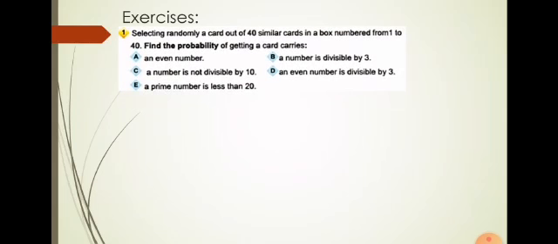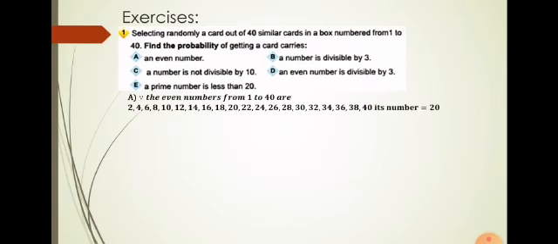Exercises. Selecting randomly a card out of 40 similar cards in a box numbered from 1 to 40. Find the probability of getting a card that carries, letter A, an even number. Since the even numbers from 1 to 40 are, as shown, 20 in number, the probability equals half.